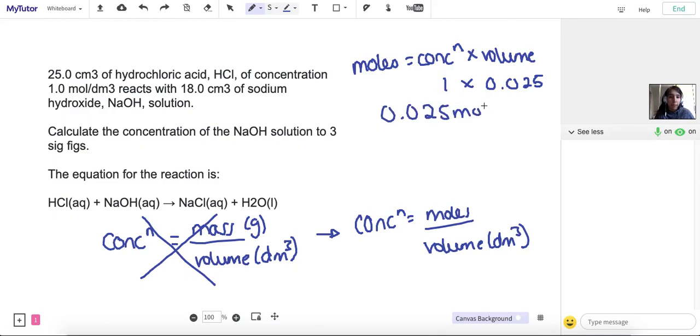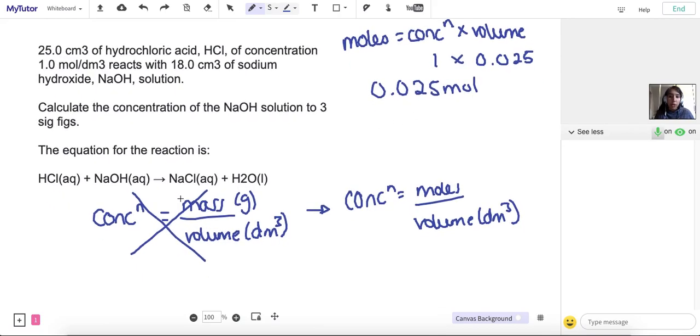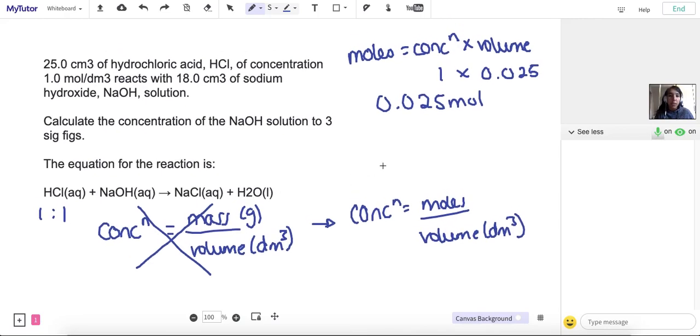So that means the number of moles of hydrochloric acid is 0.025. And then if we look at our balanced equation, we can see the ratio of hydrochloric acid to sodium hydroxide is a 1-to-1 ratio. So that means if we've got 0.025 moles of hydrochloric acid, we must also have 0.025 moles of sodium hydroxide.